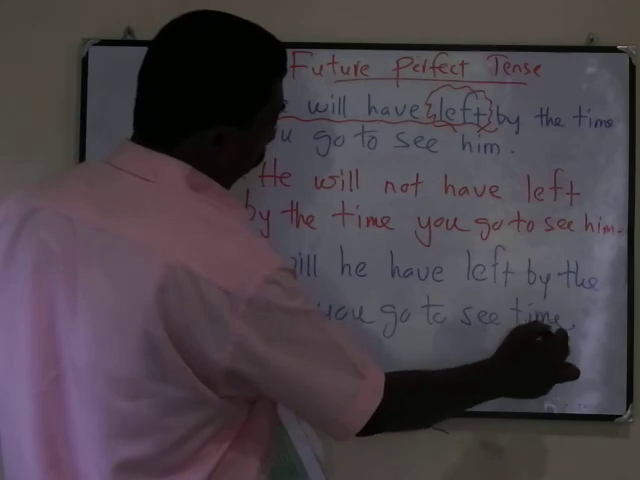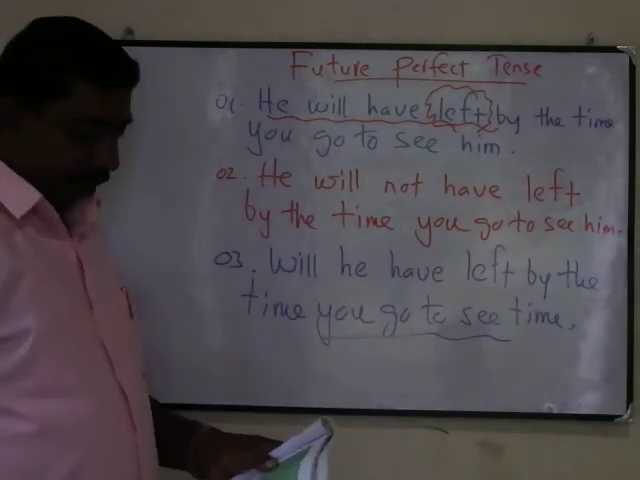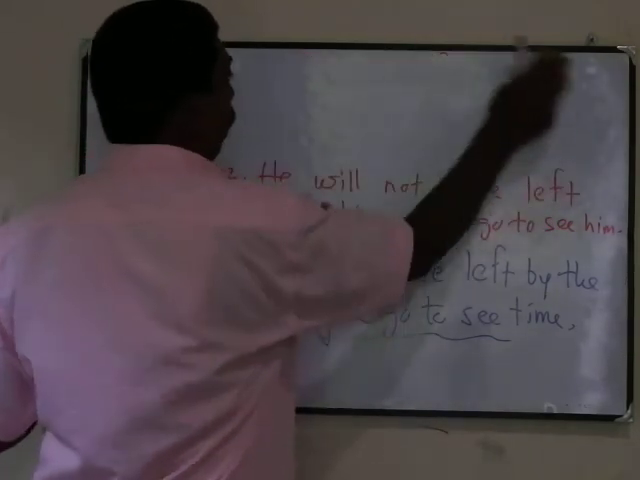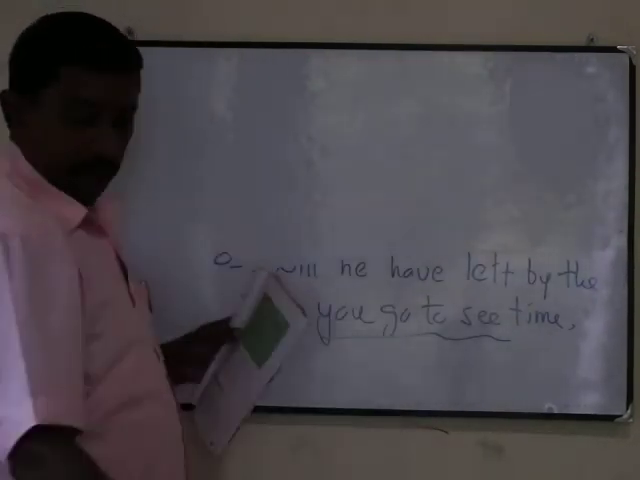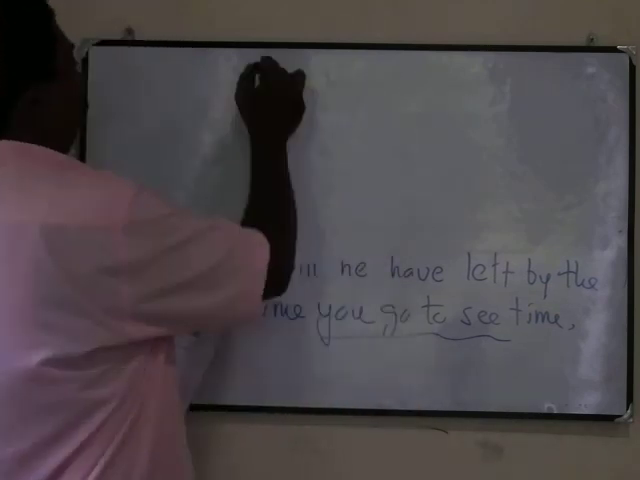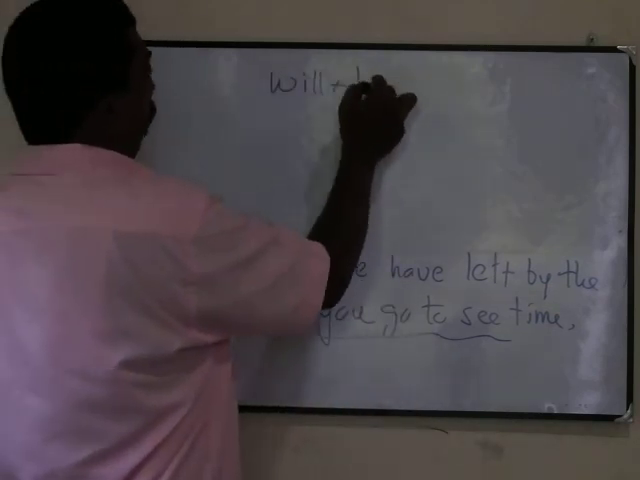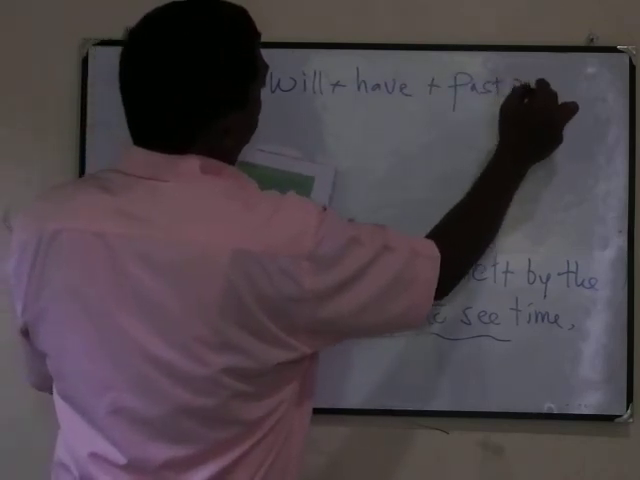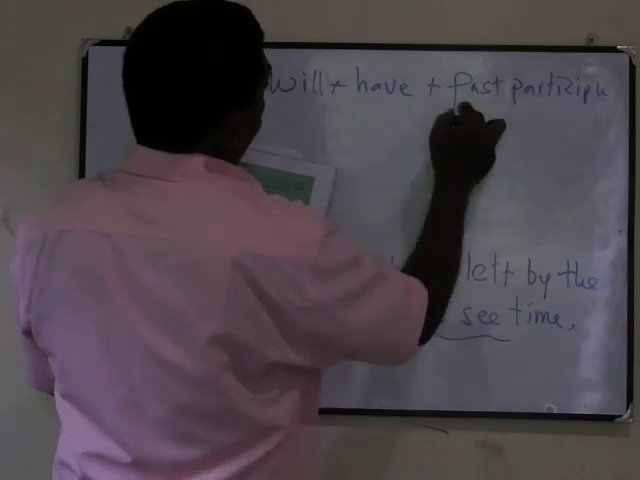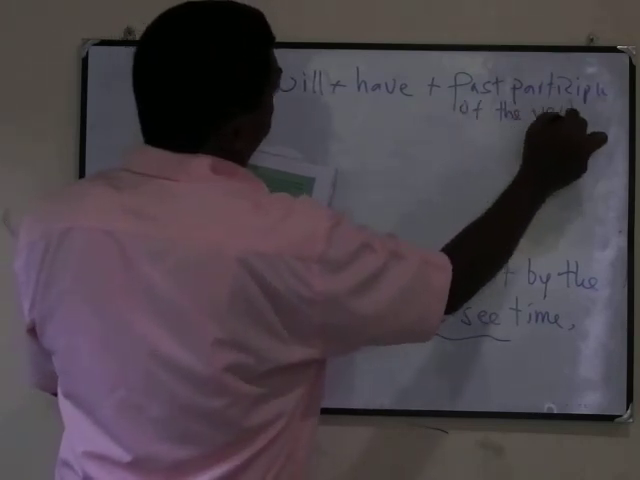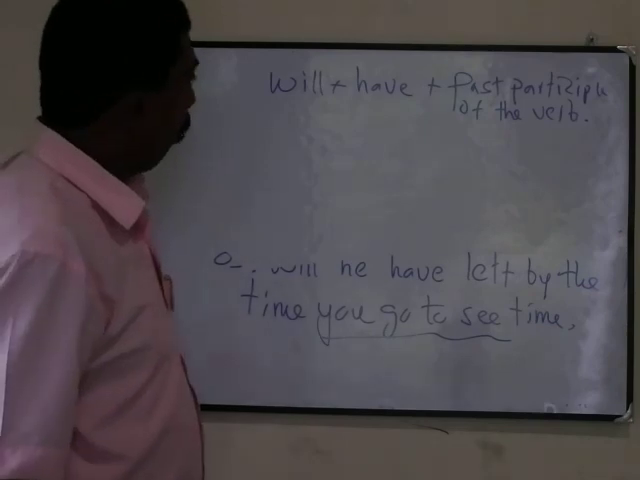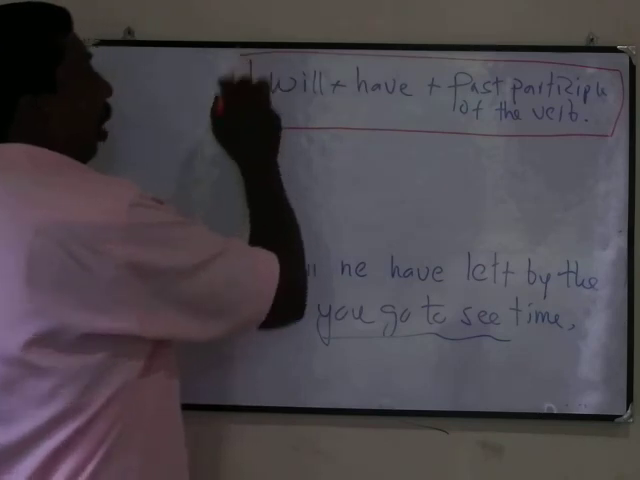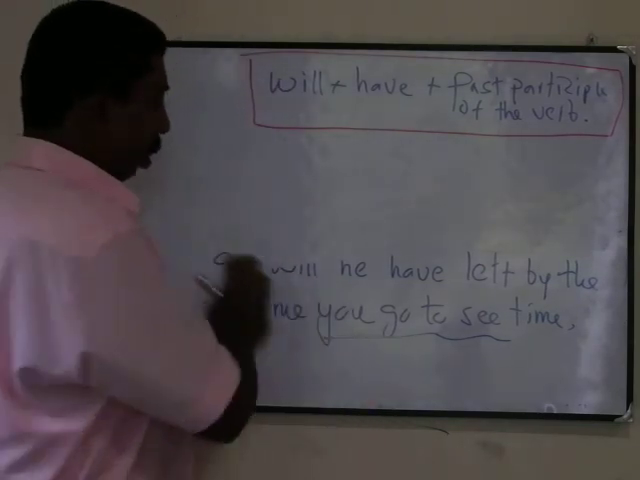How to form this: will plus have plus the past participle of the verb. Okay, will plus have plus past participle of the verb.